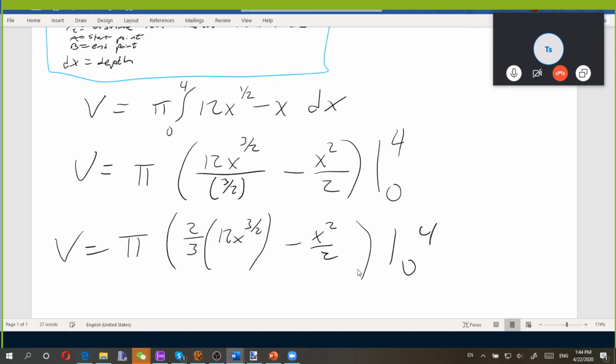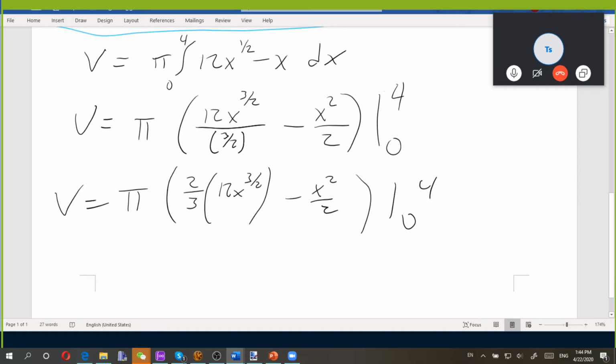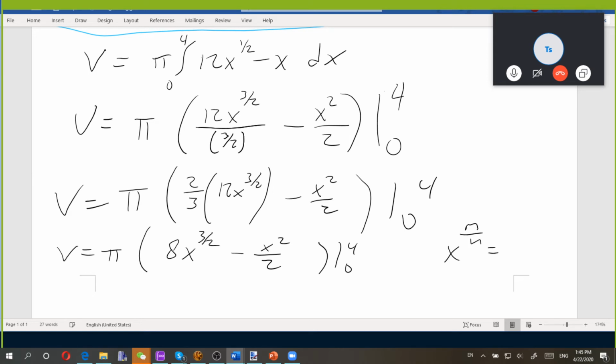If I multiply this out, what will I have left? 8x to the 3/2 power, minus x squared over 2, from 0 to 4. So I'm going to plug in my upper bound and subtract my lower bound. The way this works is x to the m over n power is the same thing as the nth root of x to the m power, right? So if I plug in 4 right now, then this will be the square root of 4 cubed.